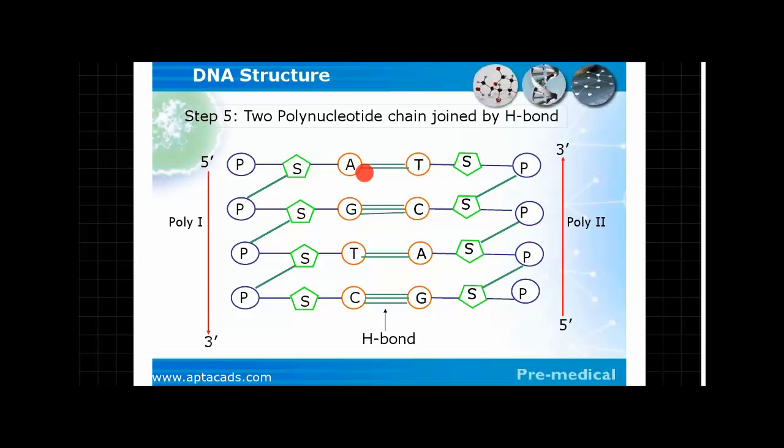The nature of the hydrogen bond is also very specific. Adenine and thymine will form 2 hydrogen bonds between them, and 3 hydrogen bonds will be formed between guanine and cytosine. So this is how a complete DNA molecule is going to be formed with the help of its 3 basic constituents, that is sugar, nitrogenous base and phosphate.